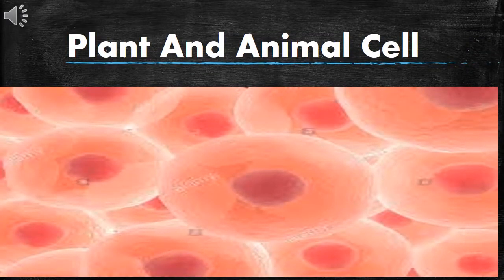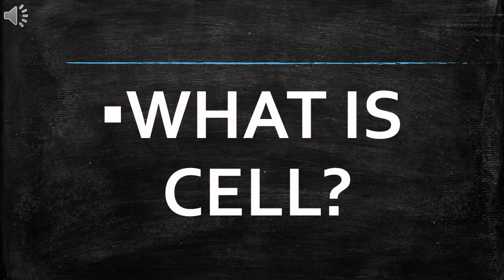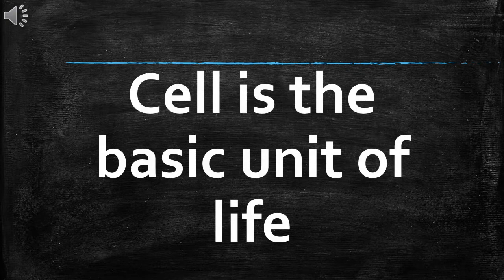Today we are going to discuss the topic plant and animal cell. Here the question is, what is a cell? Yes, you are right. A cell is the basic structural, functional and biological unit of all known organisms. Cells are the smallest unit of life and hence are often referred to as the building blocks of life. And did you know? The study of cells is called cell biology.